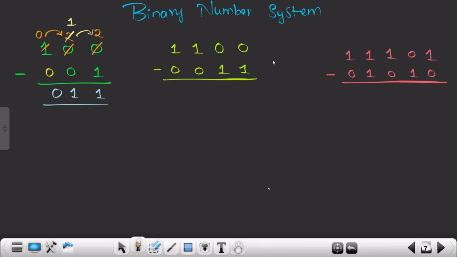See, first of all, the moment you saw this 0, and since you are in the binary number system, you should make it 2. Again, this 0 you should make it 2. And why are you making it 2? Because you can clearly see that these numbers are greater than this number. You cannot subtract 1 from 0. Over here as well, you cannot subtract 1 from 0. So that's why you are making 0 as 2. And how did you make this 0 as 2? By borrowing one from this particular 0.